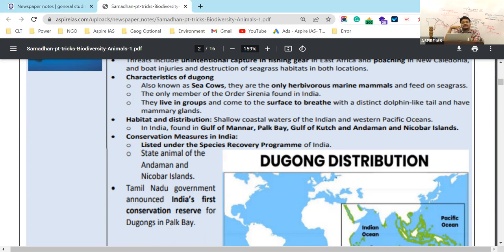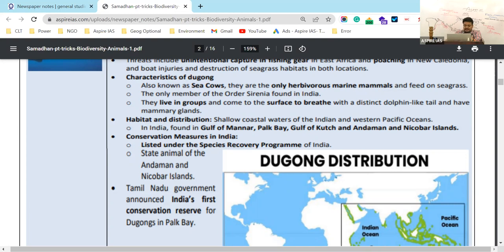PT trick means we will tell you PT tricks: where to use "only", where not to use "only". So here you should remember, it is the only herbivore marine mammal and feeds on sea grass. The only member of the order Sirenia found in India. They live in groups and come to the surface to breathe.